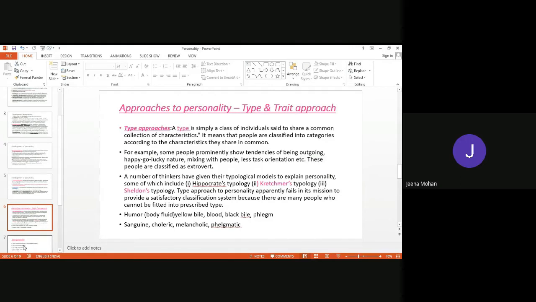They were developed by two cardiologists, and they proposed that certain types of personality are more prone to coronary heart disease. If a person is a little bit fatty, he is more prone to cardiac or coronary heart disease.